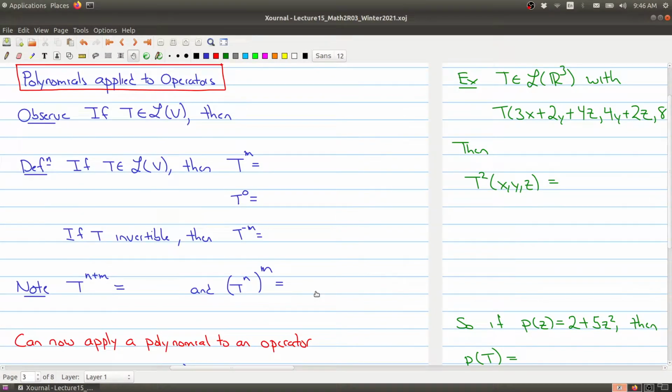Hello and welcome to part 2 of lecture 17. In this part, we're going to talk about how we can take a polynomial and apply it to an operator to get a new operator.